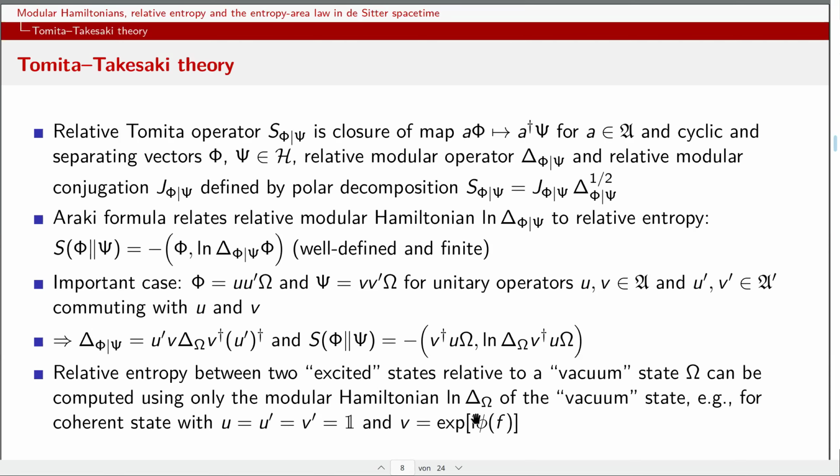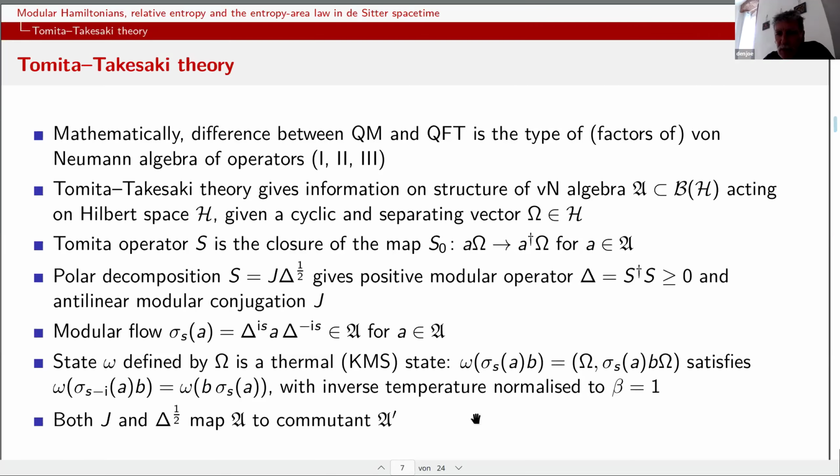Now, we had one state, but since we want to compute relative things, we need two states. Just for clarity, you haven't assumed that omega satisfied some cyclic property, have you? Yes, so omega must be cyclic and separating. But does that mean that omega of AB is equal to omega of BA? No, that would be the cyclicity of the trace. Cyclicity here means that you can approximate any state in your Hilbert space, with the von Neumann condition. It's not the same as cyclicity of the trace.